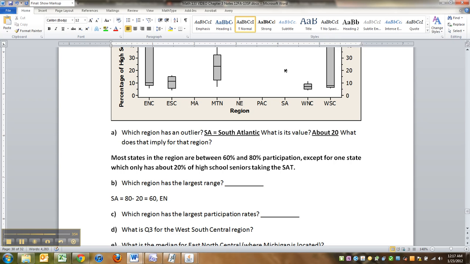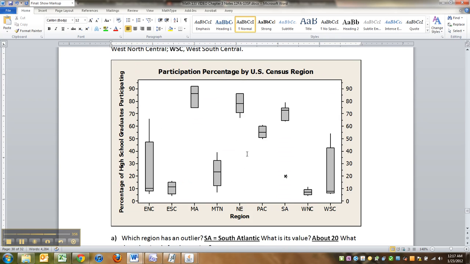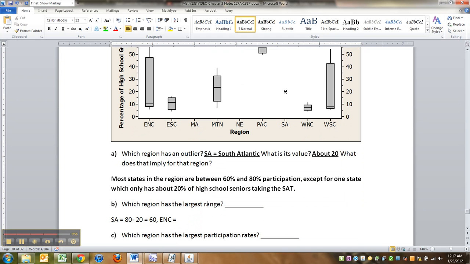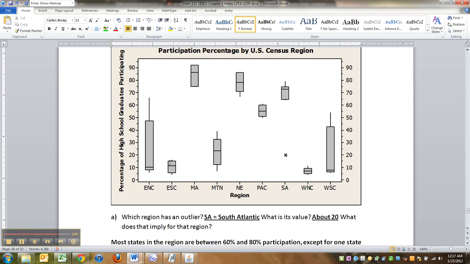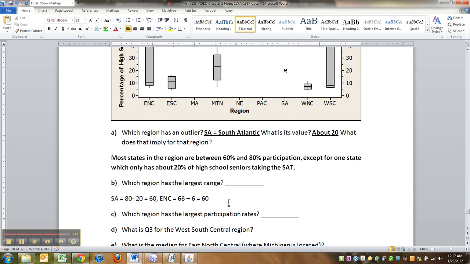ENC looks pretty large. Let's see what that means. ENC looks like it goes to a high of about 66 or so and a low of about 6. So 66 take away 6 is about 60. Those two together look like they're about the same. ESC is small, MA is small, Mountain is not as big as those other two, right? What about this one? That's not as big either. That's like 55 to 5. So WSC is 55 take away 5, which is about 50.